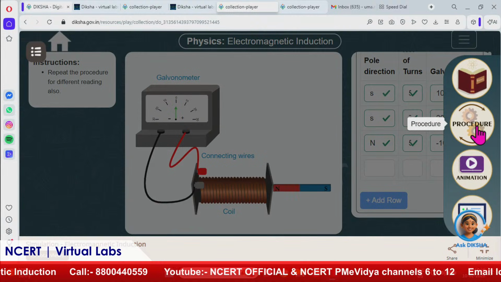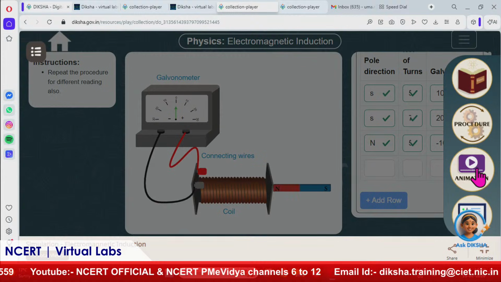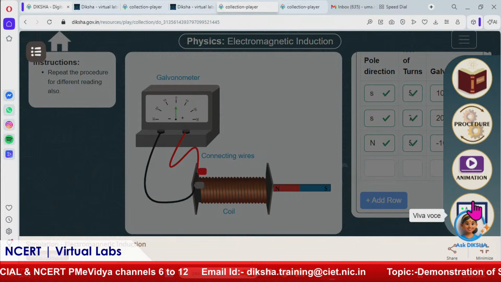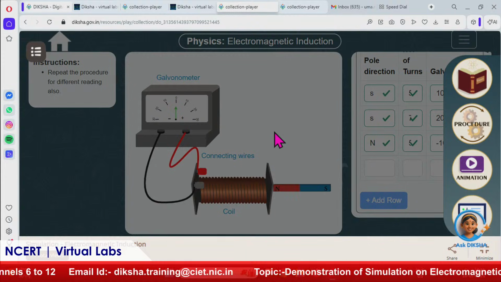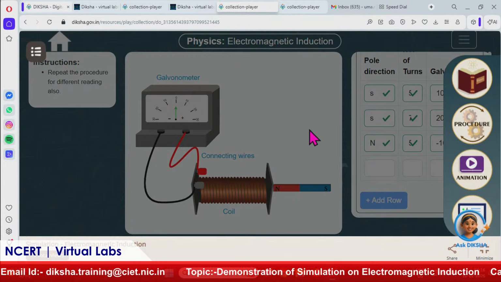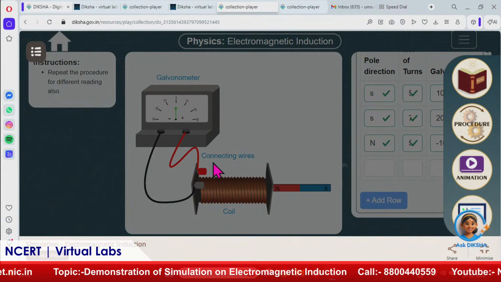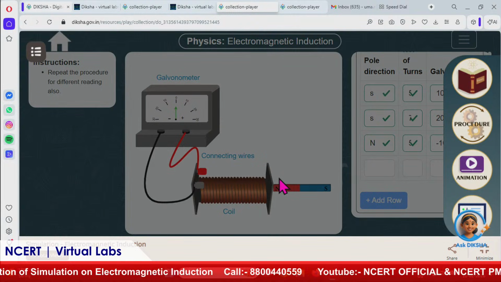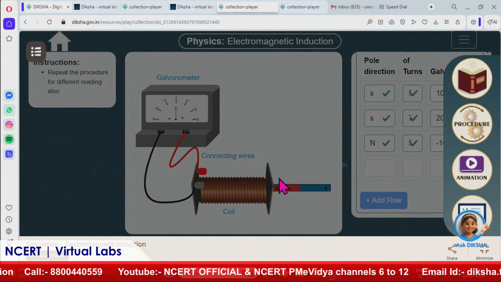This is the procedure to do this entire simulation. Here is the animation of this entire experiment, and at the end we will get the Viva. So this is to analyze what the electromagnetic induction phenomenon is, and how I have demonstrated it through this simulation. And we can see that Michael Faraday in 1831 proved with multiple experiments that electricity could be generated from magnetism.